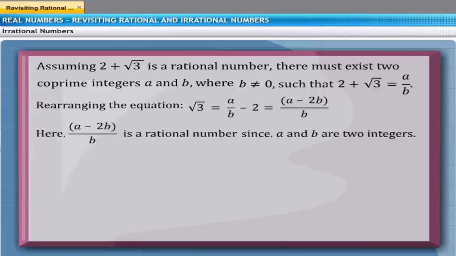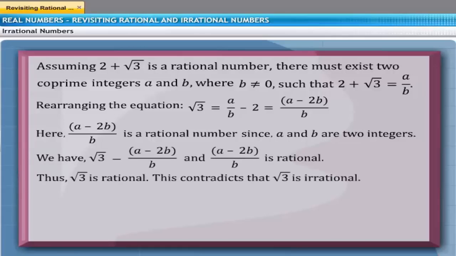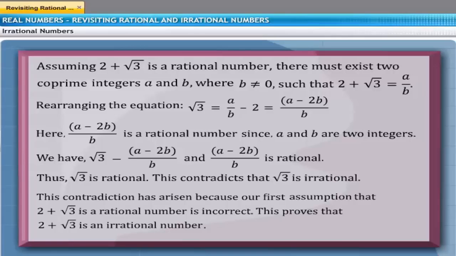We again face a contradiction here. The equation here shows that square root of 3 is equal to a rational number. This contradicts that square root of 3 is an irrational number. We have already proven this. This contradiction has arisen because of our first assumption that 2 plus square root of 3 is a rational number is incorrect. Mr. Public Prosecutor has thus proven that 2 plus square root of 3 is also an irrational number.